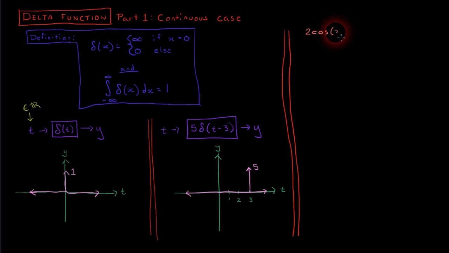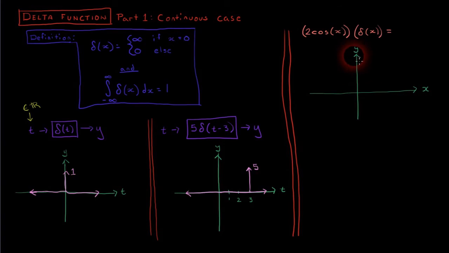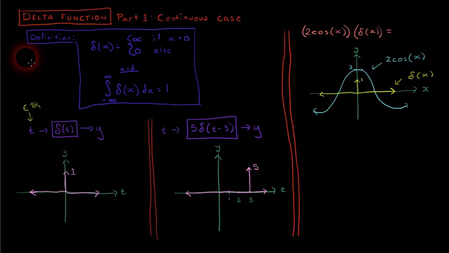Finally, consider what happens if the delta function is multiplied by another function, for instance, 2 times cosine of x. First, we plot the two functions being multiplied on the same axis. Second, we note that if these two functions are multiplied, then the value is 0 everywhere except when the delta function has a non-zero value, which in this case is at t equals 0. The height of the resulting function is still infinity, but the area is now 2.